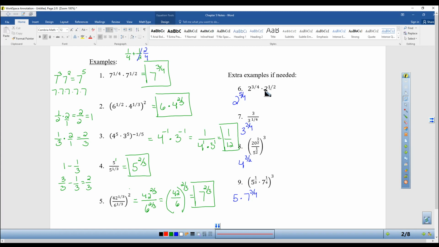So these have like bases, which means I'm going to add their exponents. This is 3/4 plus 1/2. I'm going to change that to 2/4, and that gives me 2 to the 5/4. These have like bases, so I'm going to subtract their exponents. This is a 1, 3 to the 1, so I'm going to make it 4/4. That way I can subtract.